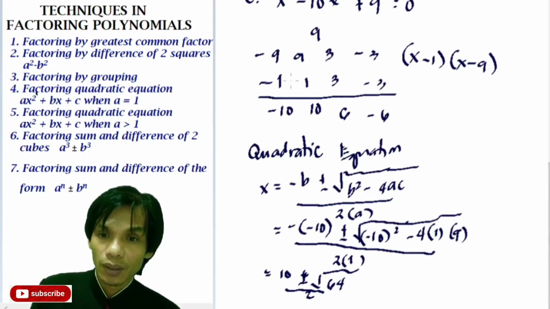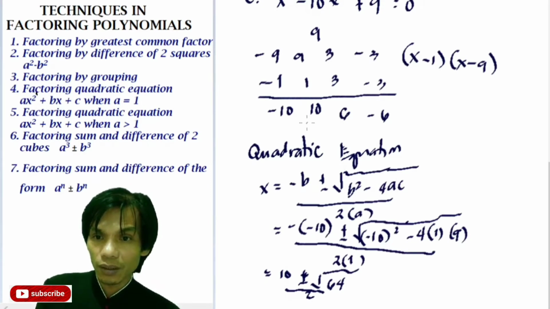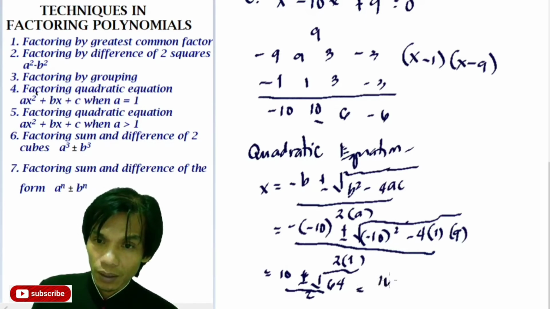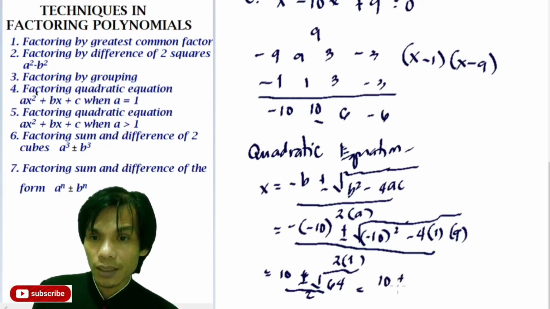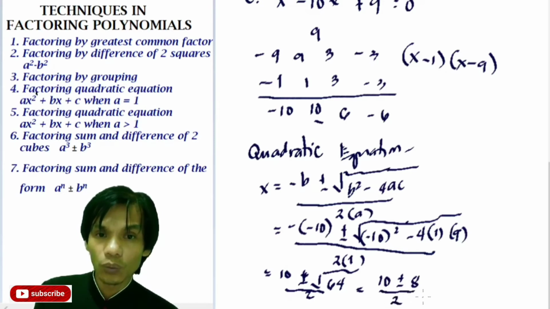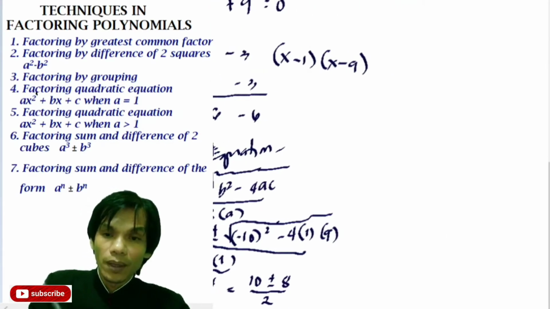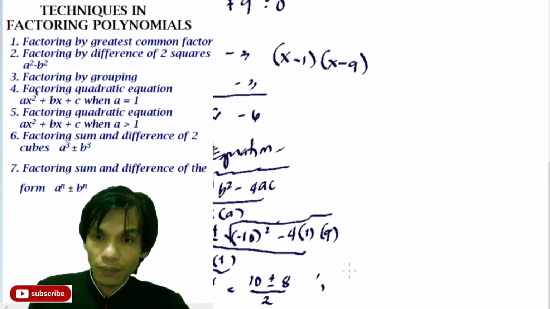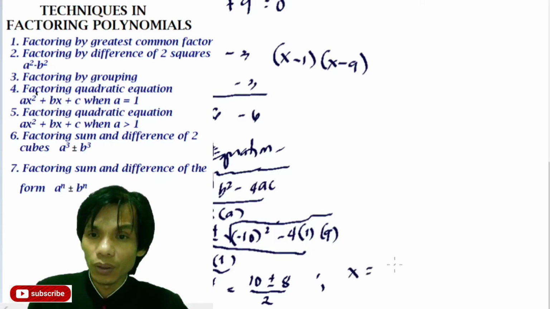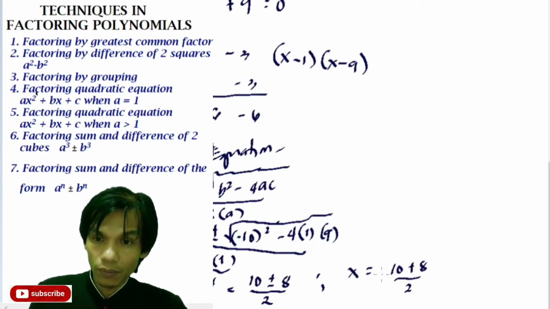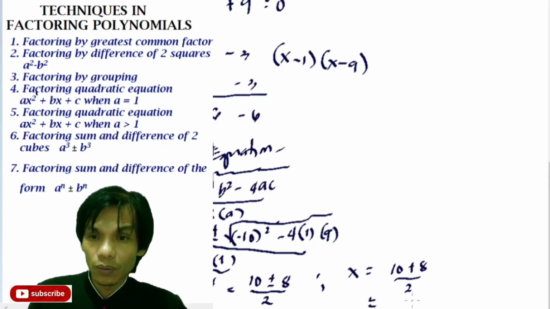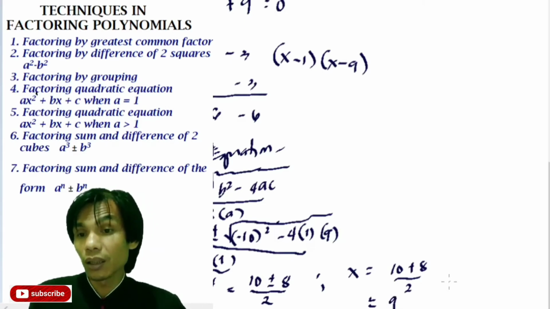Meron pa naman. Yan. So, therefore, nasaan na yung cursor natin? Yan. Ano yung magiging sagot niyan? So, here, 10, okay, plus and minus of square root of 64 is 8, di ba? Over 2. So, ano yung mga factor natin? Ang magiging factor natin is, x is equal to 10 plus 8 over 2, and that is equal to 9, right? Kasi 18 divided by 2 is 9.